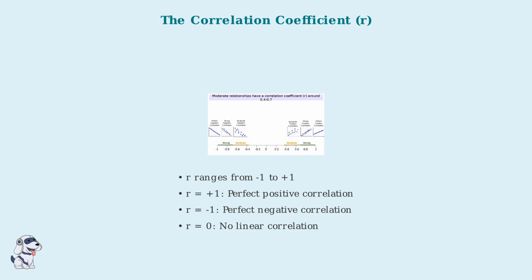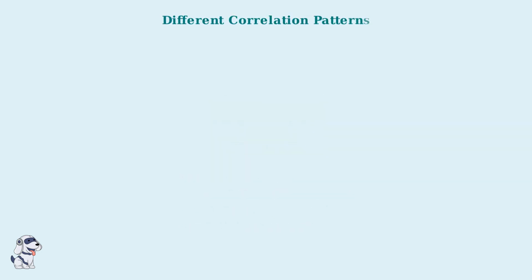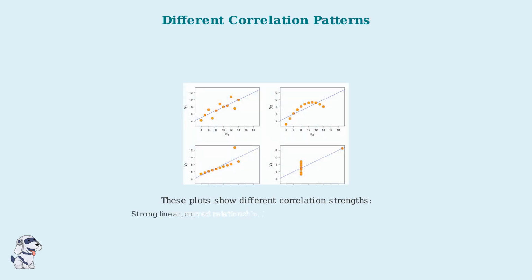Perfect positive correlation occurs when R equals 1, perfect negative correlation when R equals -1, and no linear correlation when R equals 0. These four scatter plots demonstrate different types of relationships. We can see strong linear correlation, curved nonlinear relationships, linear correlation affected by outliers, and cases where there is essentially no correlation between the variables.